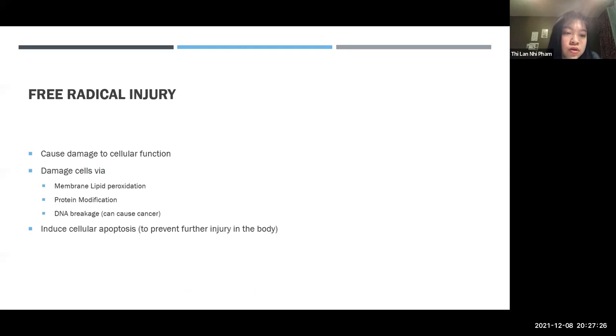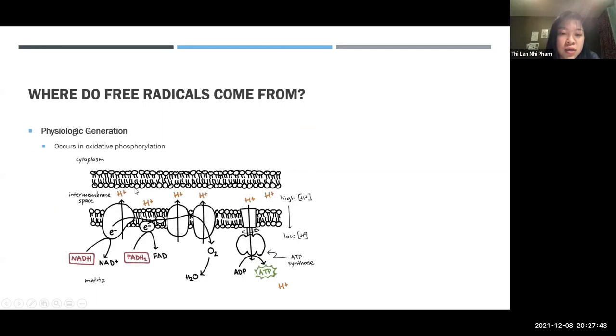Free radicals are going to cause huge damage to our cellular function by constantly stealing electrons from different atoms in our body, and they can damage cells via membrane lipid peroxidation. As you know, our cells are composed of phospholipid bilayers, and when free radicals attach and steal electrons from one of these, it becomes a free radical, and it keeps stealing an electron from a neighbor, and that neighbor is going to cause damage to this entire membrane.